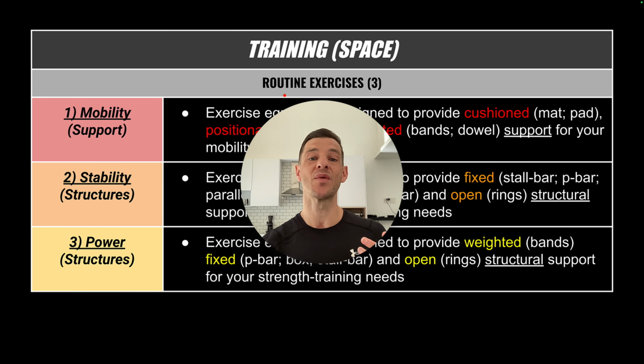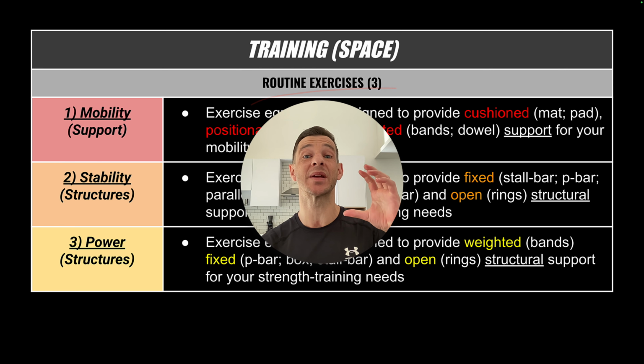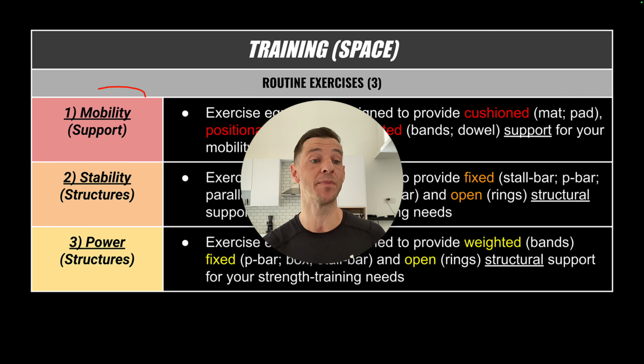So in summary, we have three routine exercise domains. In other words, there are three ways in which we can classify our exercise equipment based on the exercises they serve, namely mobility, stability, and power. Our equipment gives us four kinds of support: cushioned, weighted, positional, as well as structural support. And finally, it's important to not forget that the operative word here is support, that our training equipment serves to support our exercises, not the other way around.